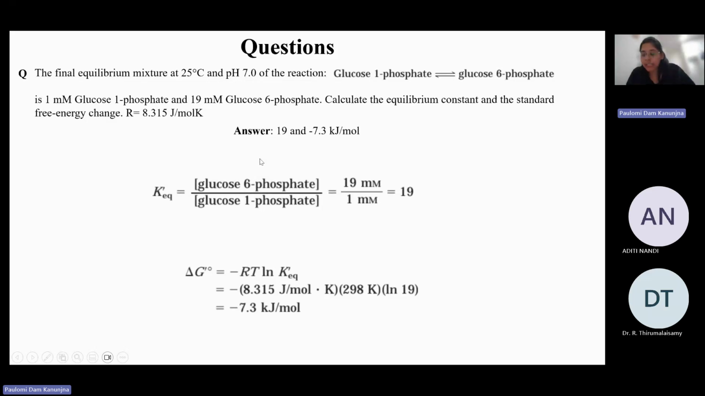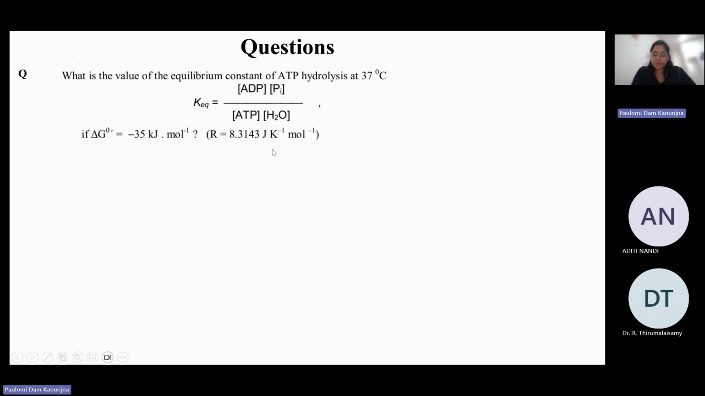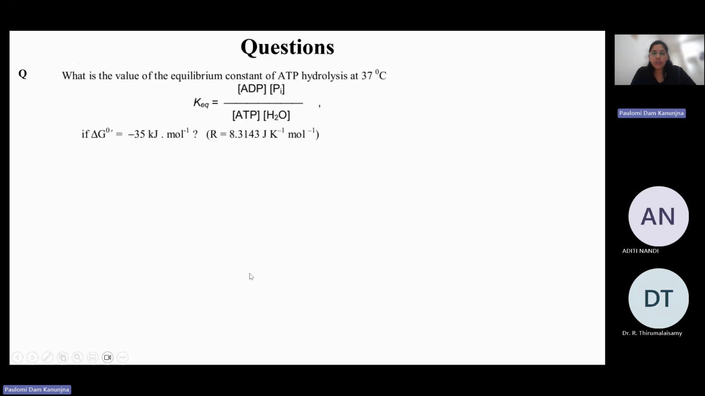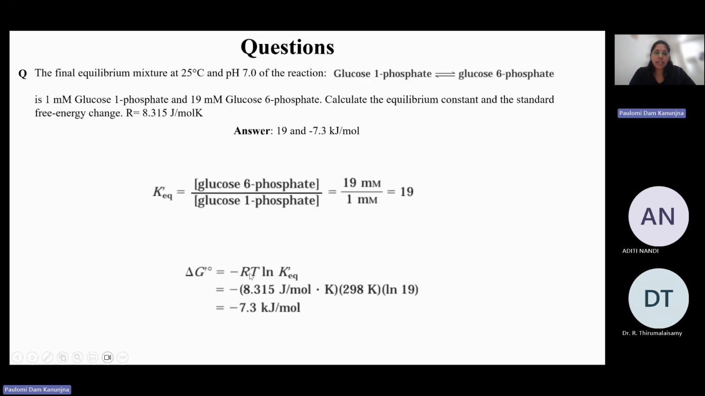So you know your delta G, which is minus 35, which is equal to minus R. R you know is given to you already. And you have ln Keq and T. So you have 37 degrees centigrade, convert that to Kelvin. What happens is you can take ln Keq on your left side and do the remaining calculation, that is delta G divided by minus RT, on your right side.